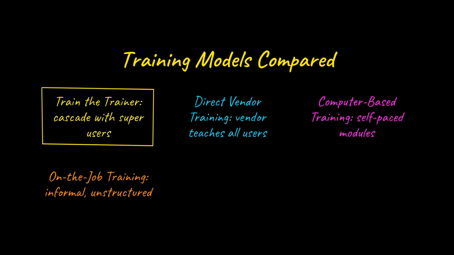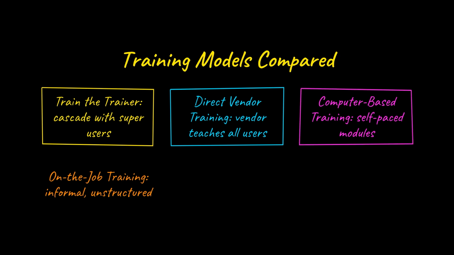On an exam, Train the Trainer describes specifically this 2-stage cascade, not self-paced modules, not vendor-only delivery, and not informal on-the-job learning. When a stem describes a small group receiving intensive training and then teaching their peers, that cascade structure is the signal that Train the Trainer is the correct answer.